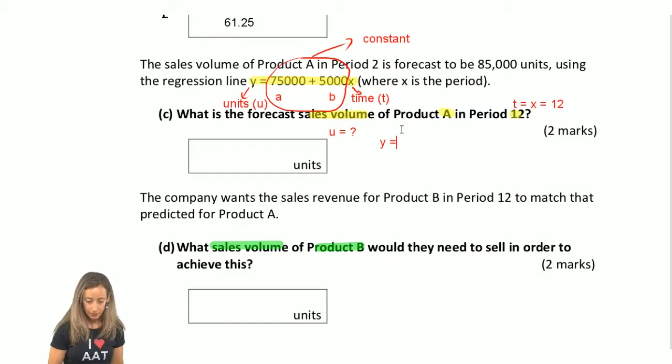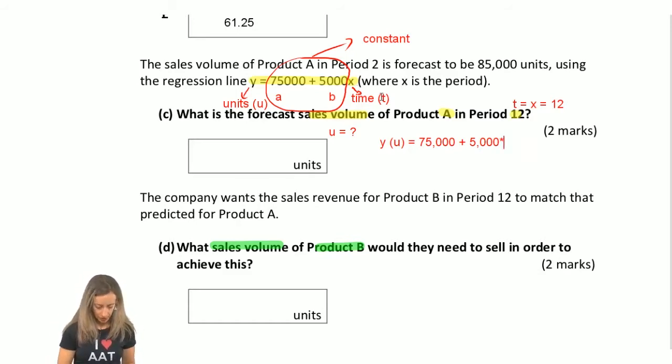So Y is the units. If that equals 75,000, remember the constants, they never change, plus the 5,000, never changing, and this has to be multiplied by X. And remember, for us, X is the time. Now, replacing the numbers, what do we get? Well, Y, the number of units, equals 75,000.